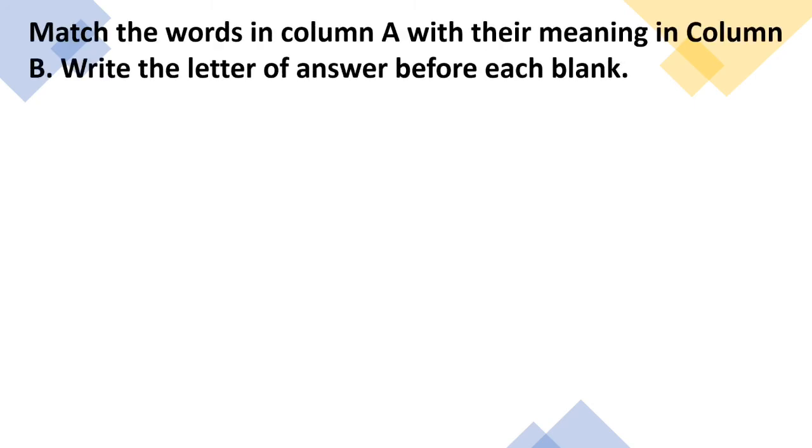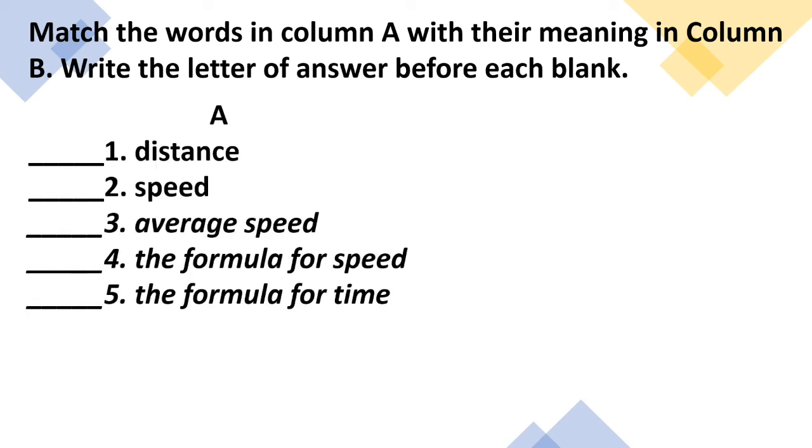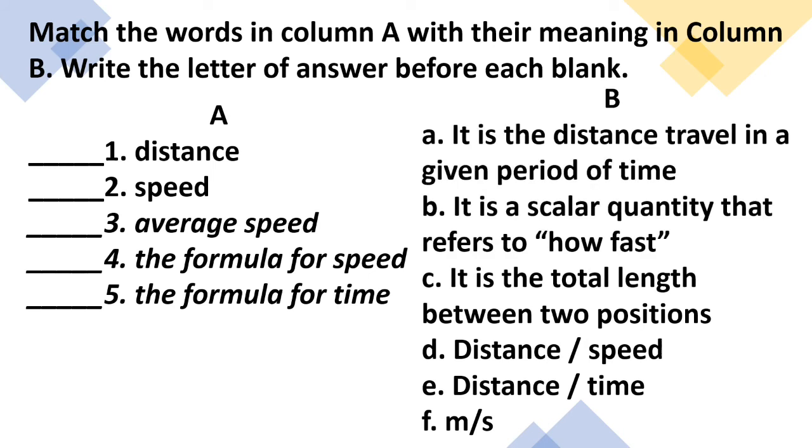Now let's do this activity. Match the words in column A with their meaning in column B. So write the letter of the answer before each blank. For column A, we have distance, speed, average speed, the formula for speed, and the formula for time. For column B, we have letter A up to letter F.